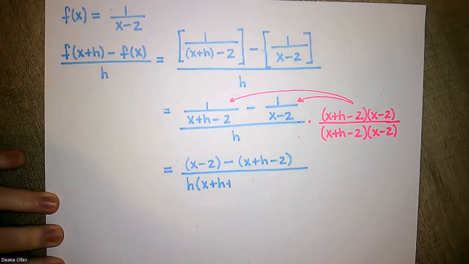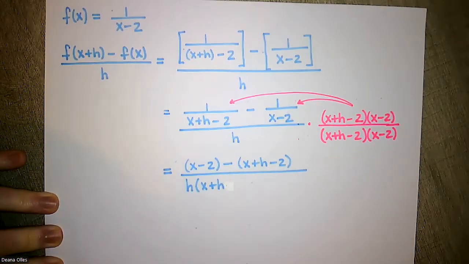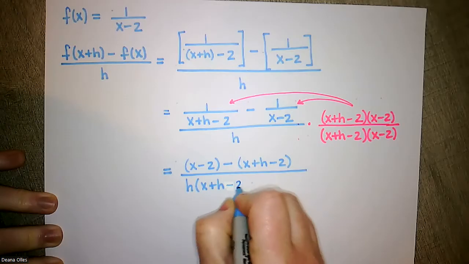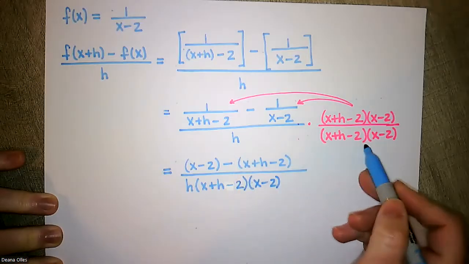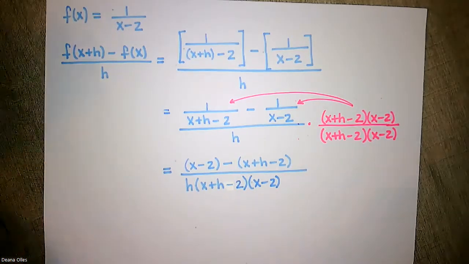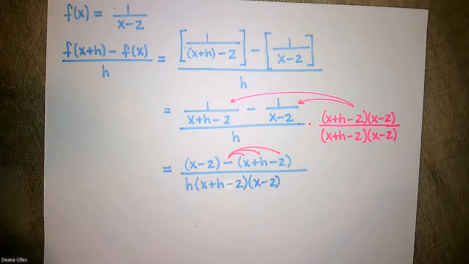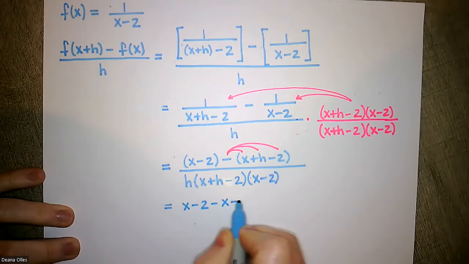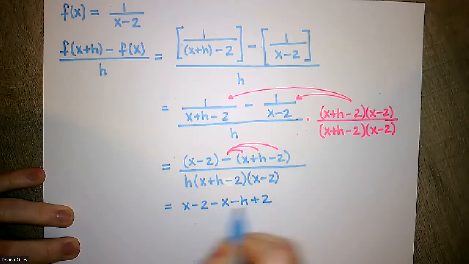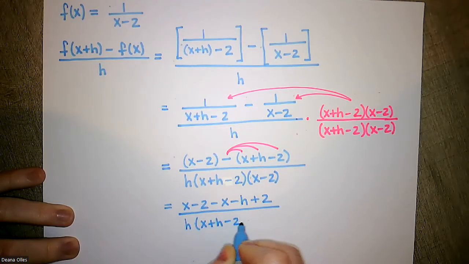And then I have in the denominator, oops, made an error here, the h, and then our x plus h minus 2, I almost wrote plus 2, times x minus 2. So h times each of these factors, okay? And then I see that I can distribute my negative through in the second quantity. And so now we have x minus 2 minus x minus h plus 2, all divided by h times x plus h minus 2 times x minus 2.